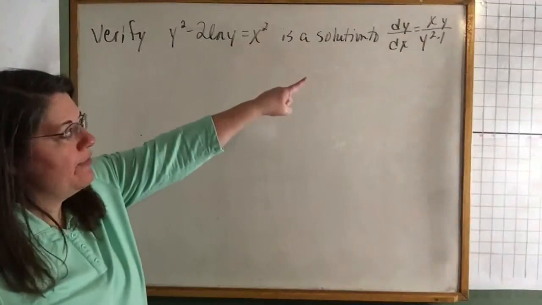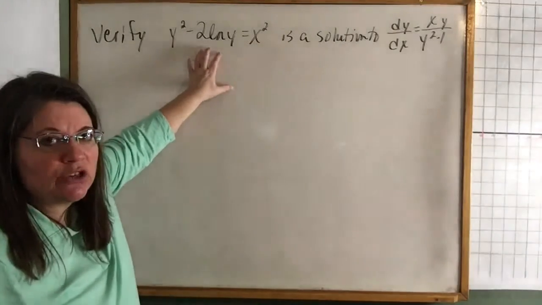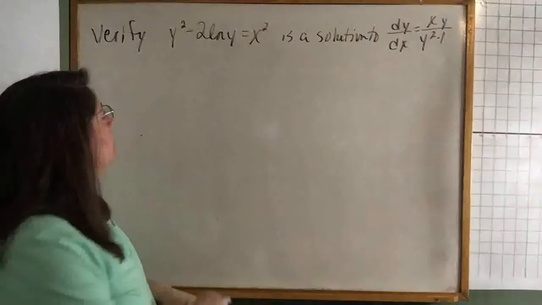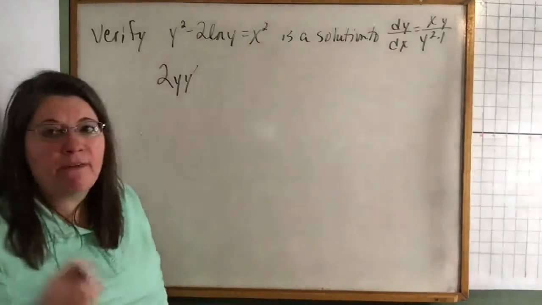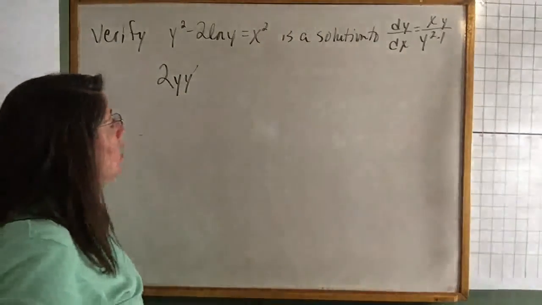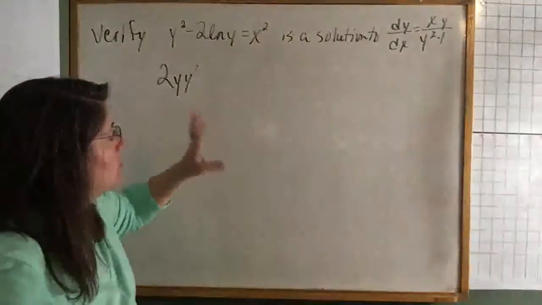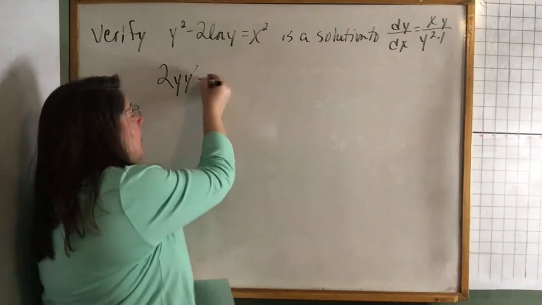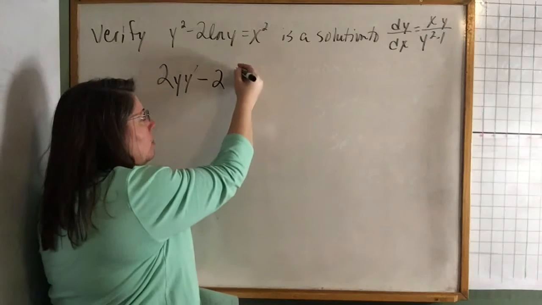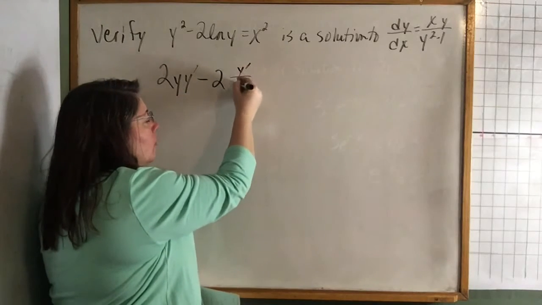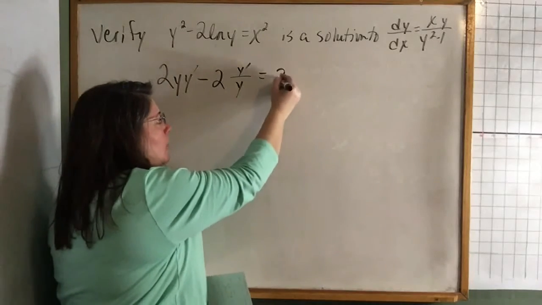Okay, it looks like we need to find dy over dx. We need to find the implicit differentiation of what they gave us. So that's what we're going to do first. If I do that, 2y prime, every time I take the derivative of y, remember I'm going to put in a y prime, which is the same thing as dy over dx. It's okay to understand those two things are the same. And then we've got minus 2 times the derivative of the natural log of y. Well, that would be y prime over y, the derivative over the original. And then that equals 2x.